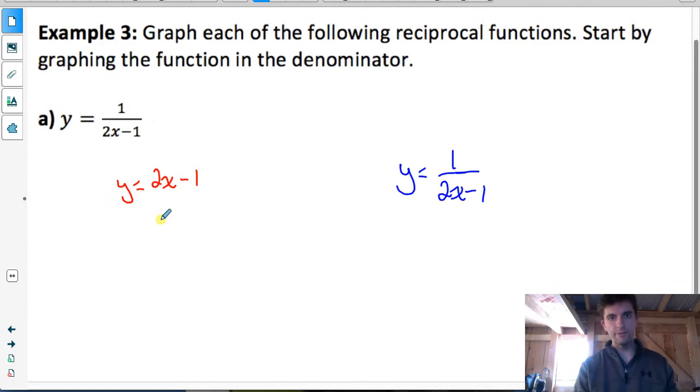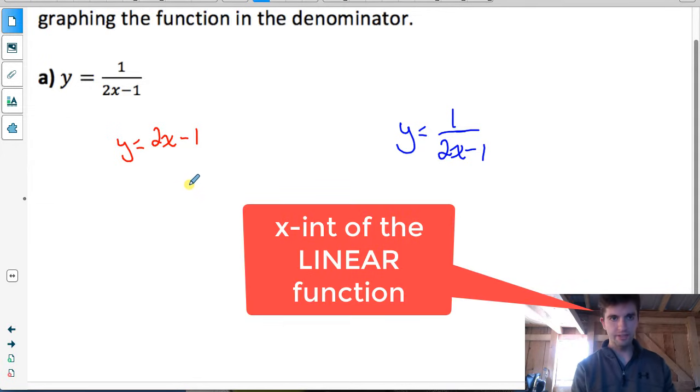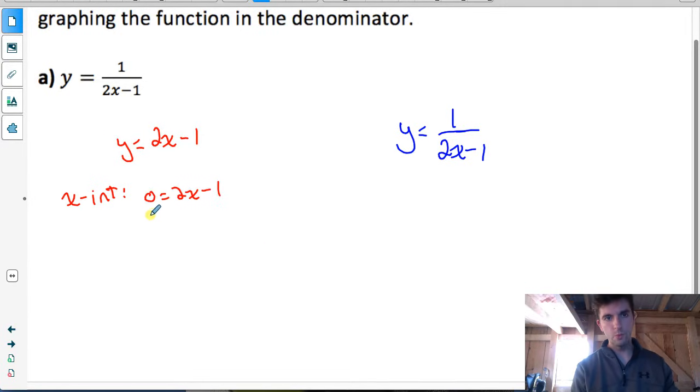2x minus 1 is a function you should be very familiar with. It's a linear function, slope of 2, y-intercept of -1. Let's write down some key properties of it. When you're doing a reciprocal linear function, the one key property you want to make sure you know is the x-intercept. So the x-intercept would be the x value that lets y be 0. So if we set y to 0 and solve, we would get x equals a half. So there's an x-intercept at the point (1/2, 0).